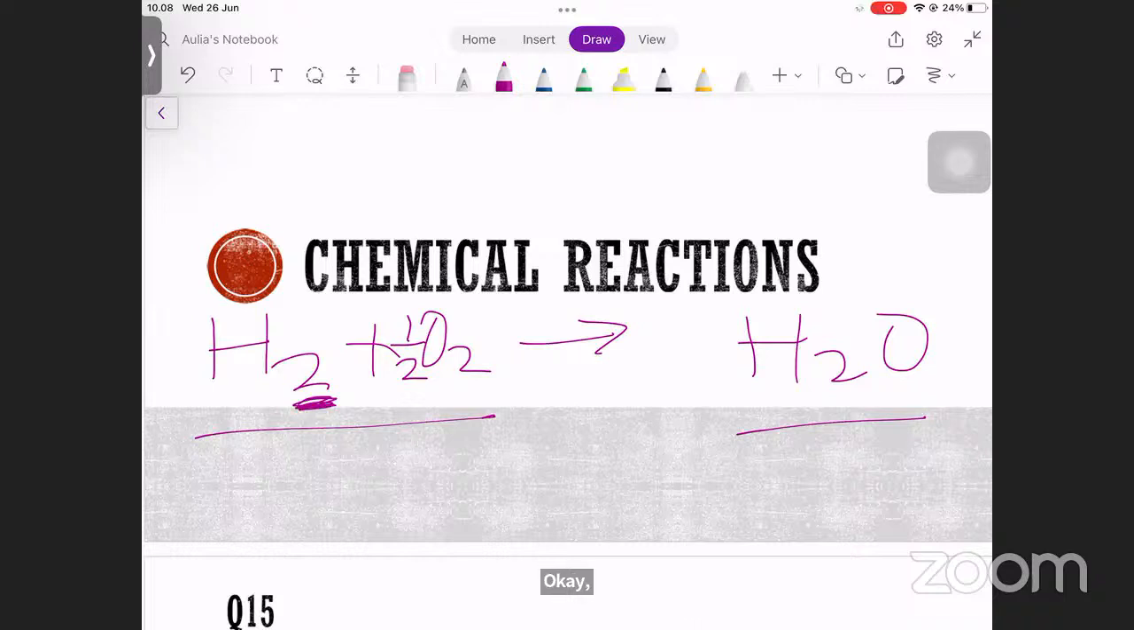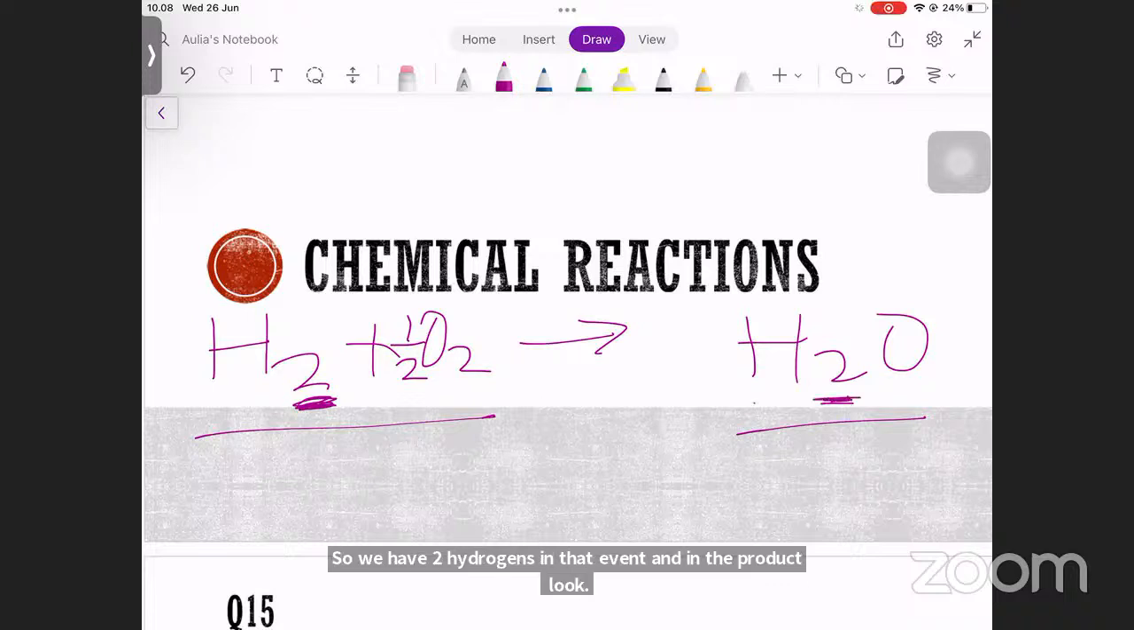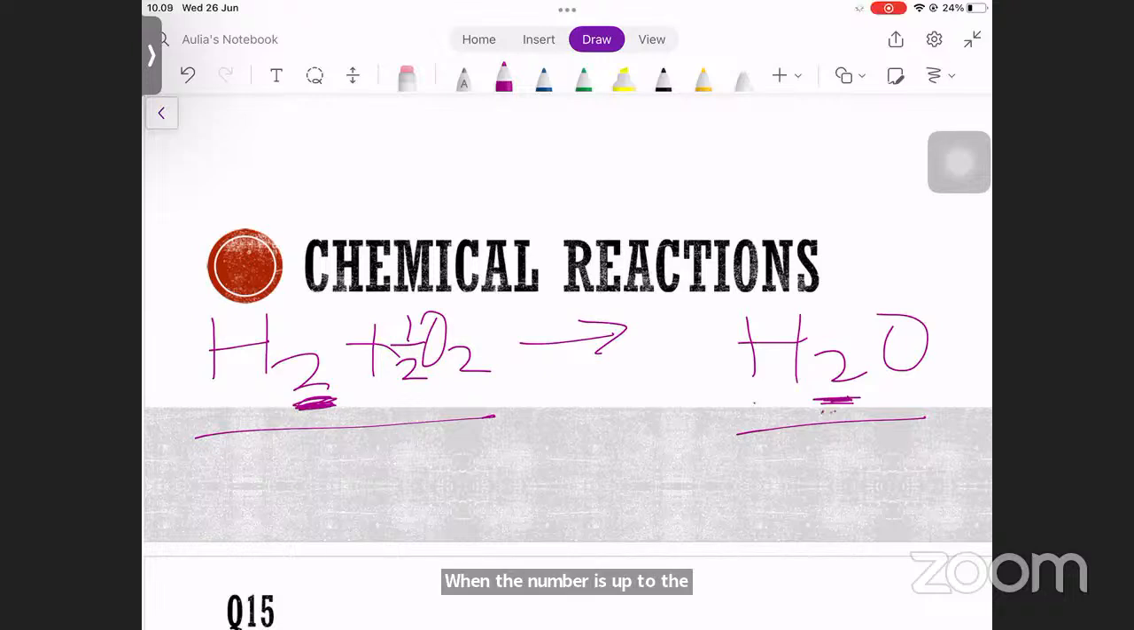So we have two hydrogens in the reactant and in the product. Look, when the number is after the element, this number must belong to the element in front of it. So it doesn't belong to oxygen, but it belongs to hydrogen. Now let's continue with oxygen in the reactant.